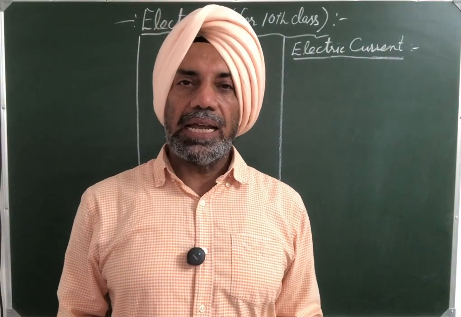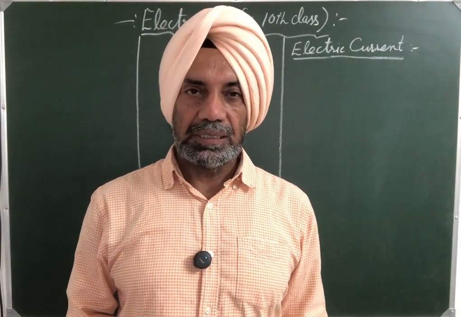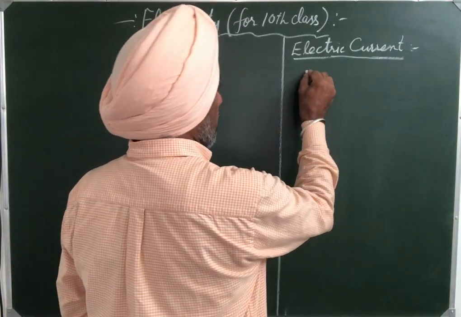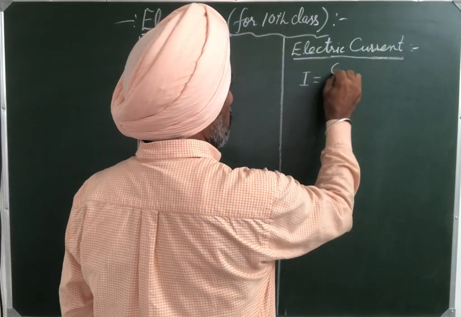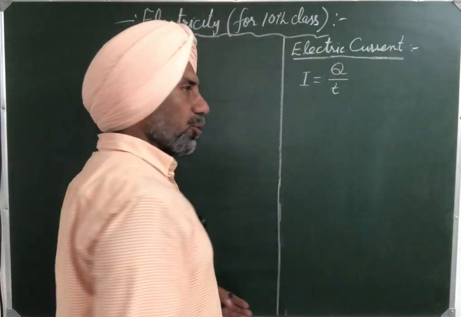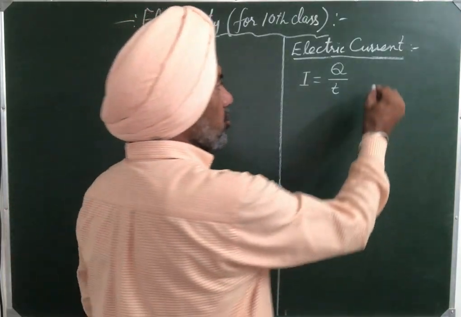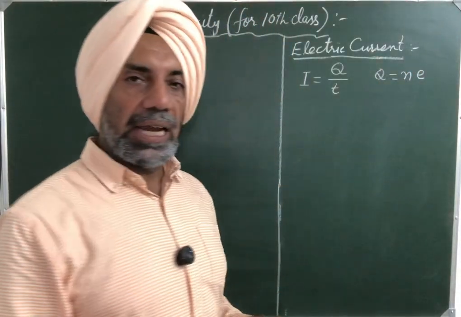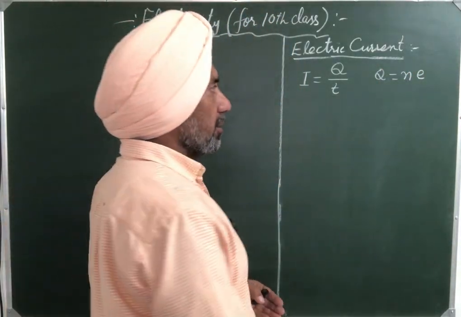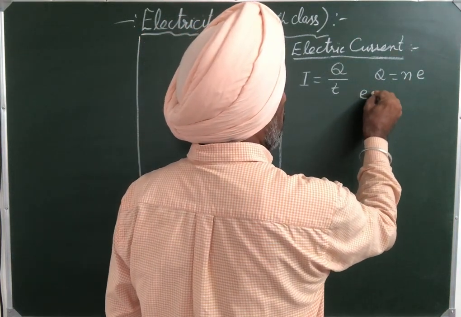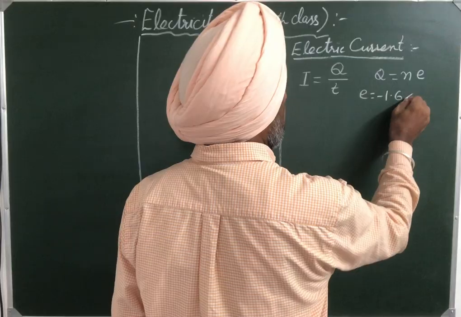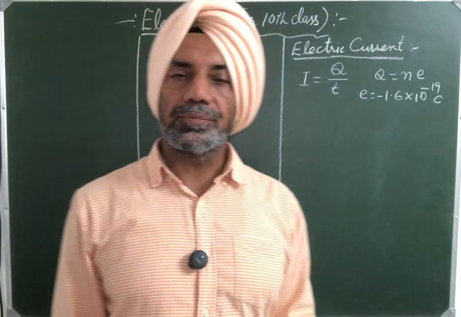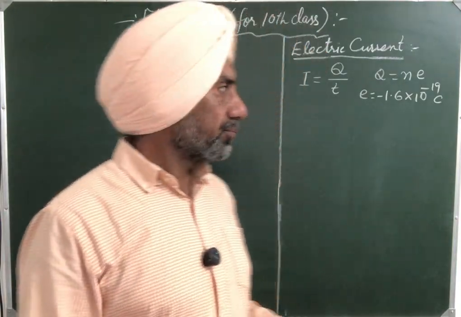So, electric current is defined as the rate of flow of charge. That is, charge flowing per second is called electric current. So, I is given by Q upon T, charge flowing per second, where Q is equal to N into E, where N is the number of electrons moving through the conductor, and E is the charge on each electron, which is minus 1.6 into 10 raised to the minus 19 coulomb. Charge on an electron is negative, proton is positive, same amount.